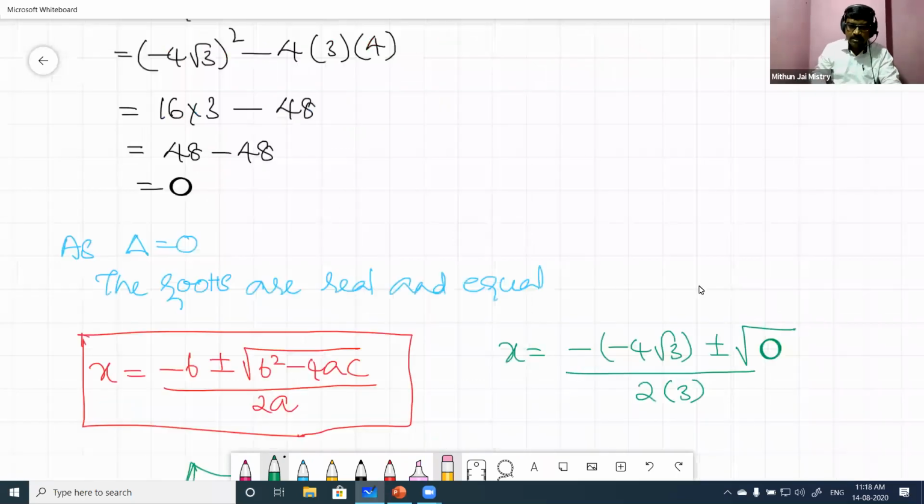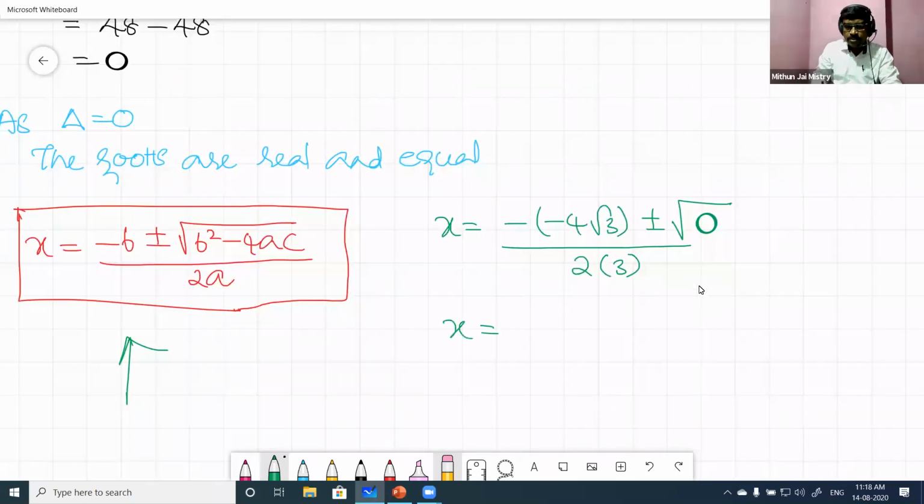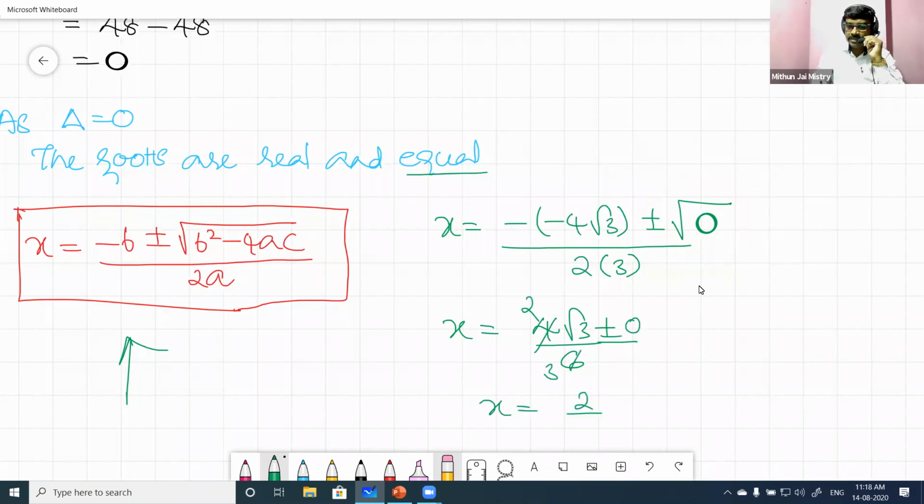So we get x is equal to minus into minus is plus 4 root 3 by 2 3s are 6, plus or minus root 0 is 0. I'm just avoiding that, because we get roots that are real and equal. If you want, you can take plus or minus 0. That's up to you. Now 2 2s are, 2 3s are 6. So you will get 2 root 3 by 3, and one more time also 2 root 3 by 3, when you take one plus 0 and one minus 0.